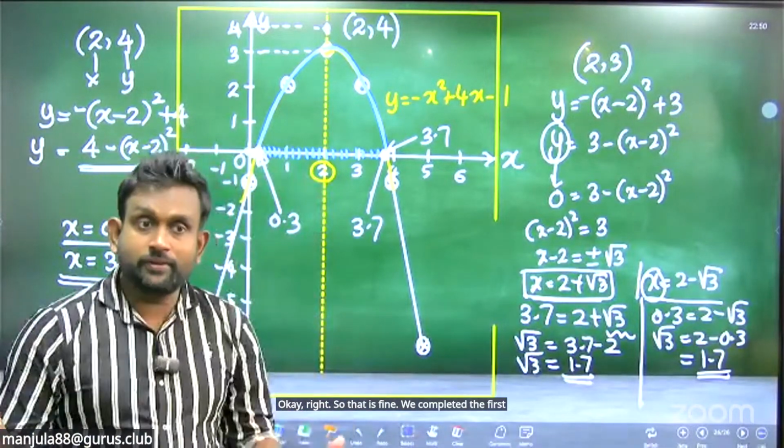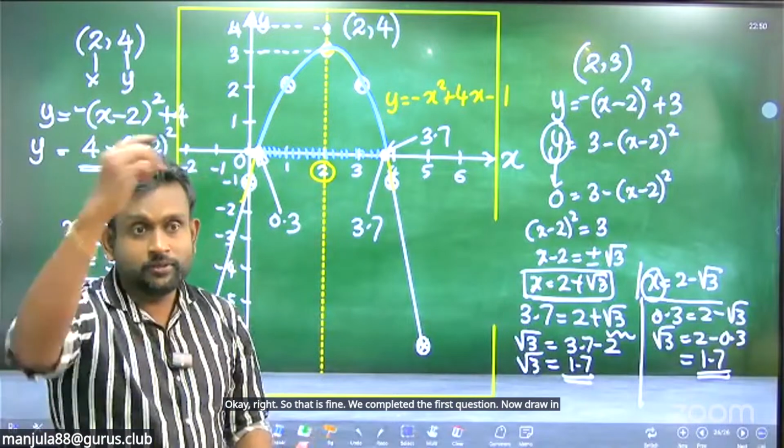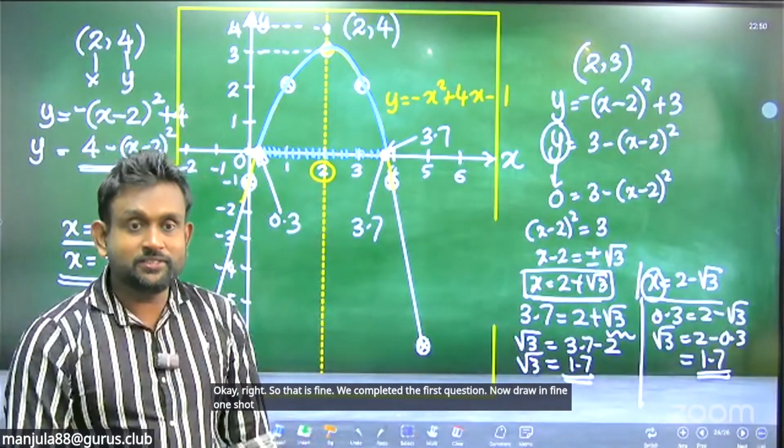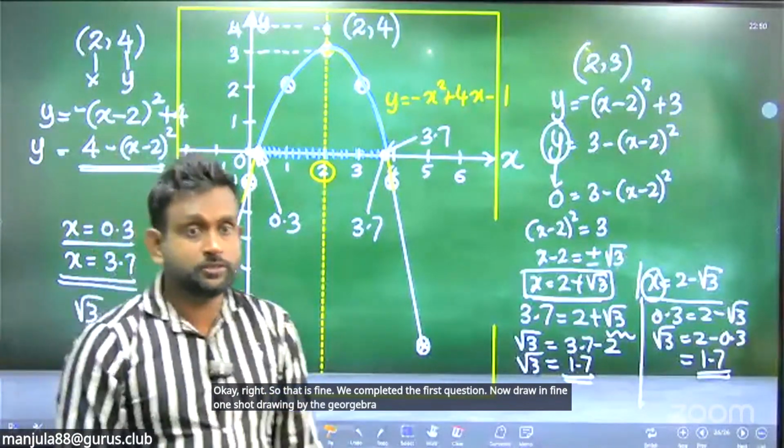Now drawing fine, one shot drawing by the GeoGebra and then the question will be discussed.